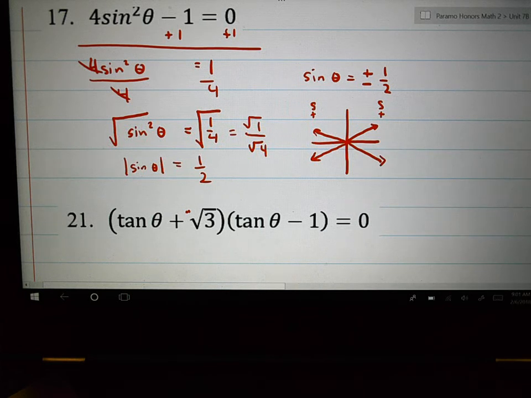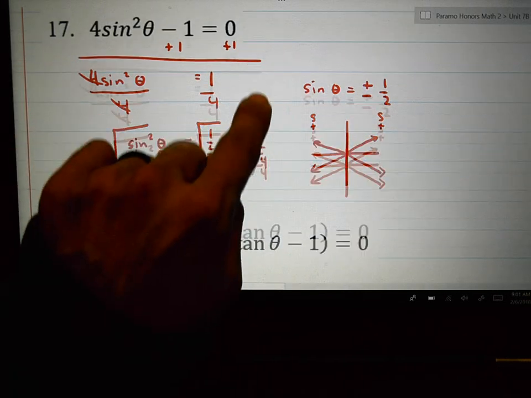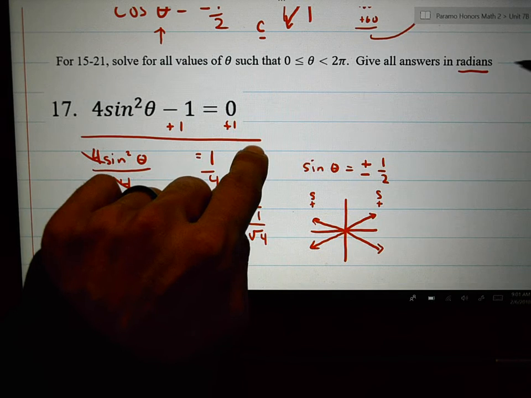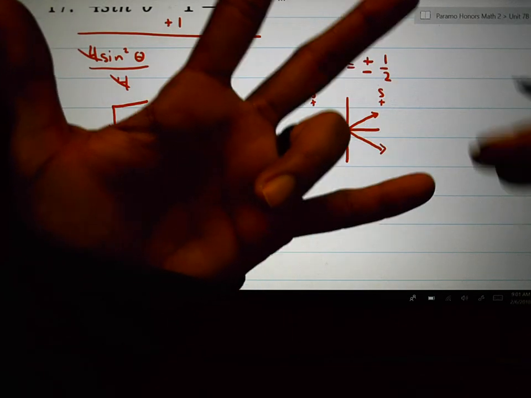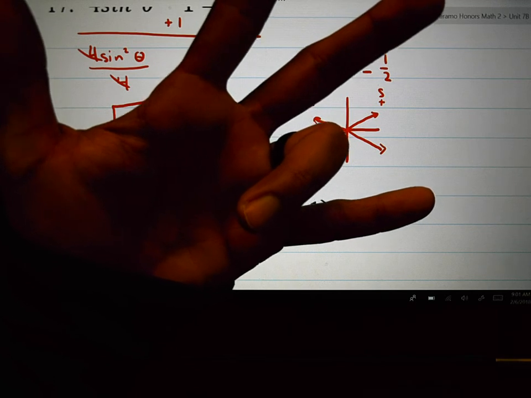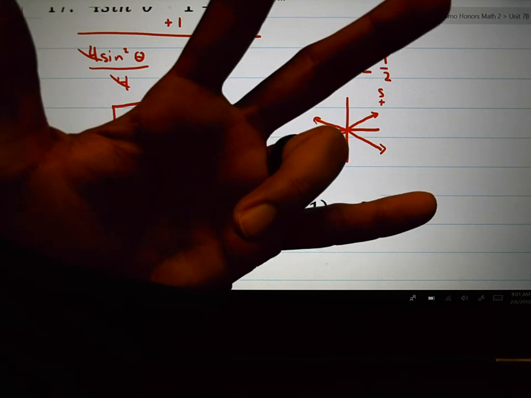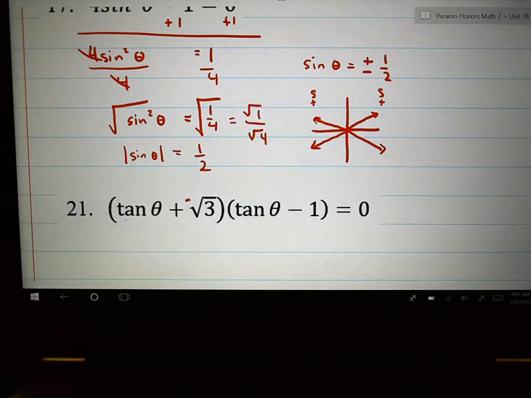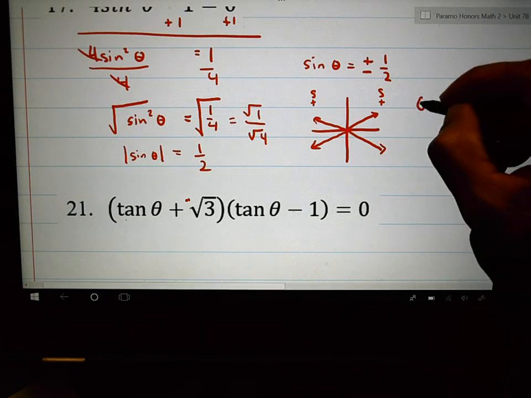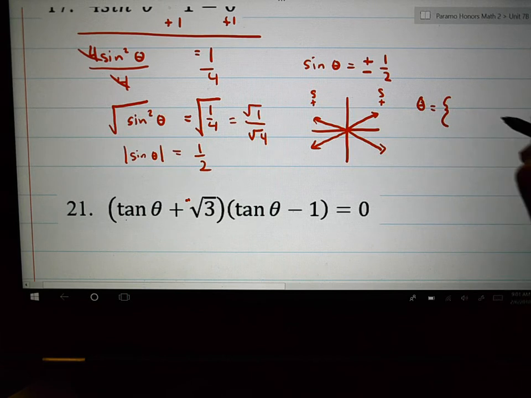And every single answer will be based off of, in radians, the same reference angle. A reference angle that will give you a sine ratio of 1 over 2. There are 4 answers. With your partner, in radians, what are the 4 answers? Please discuss. This is pi over 6.